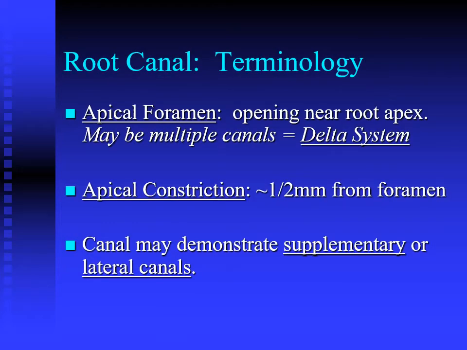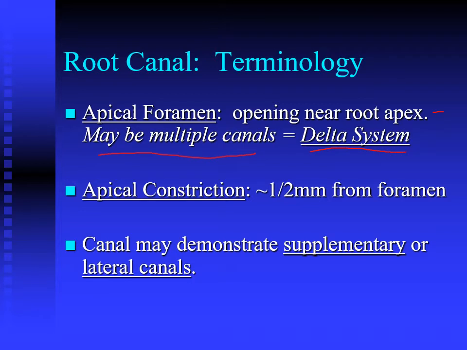In this slide, we'll review some terminology. Apical foramen is the opening near the root apex. So this is where the nerve of the tooth or the pulpal tissues will exit the root canal system. In many cases, this will be short of the actual radiographic root apex that you would see maybe on your patients. They may also come out in multiple canals, which is then called a delta system.